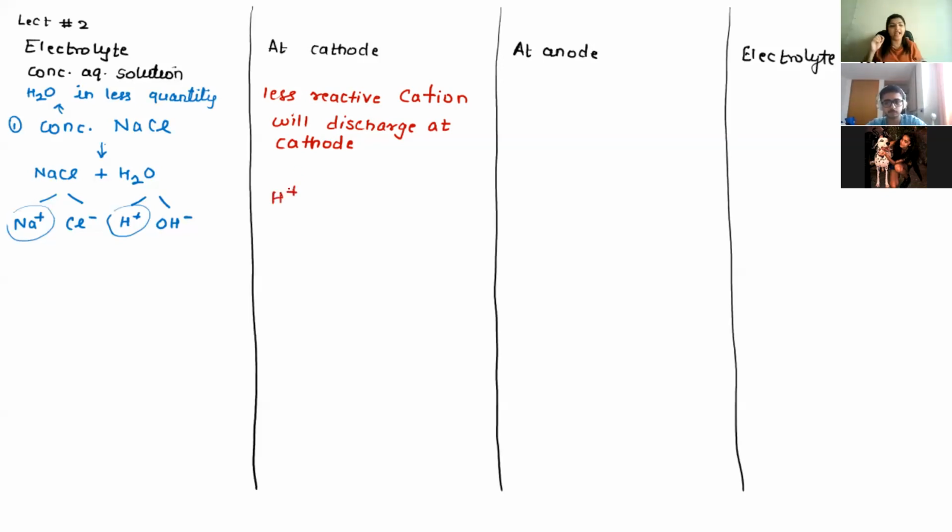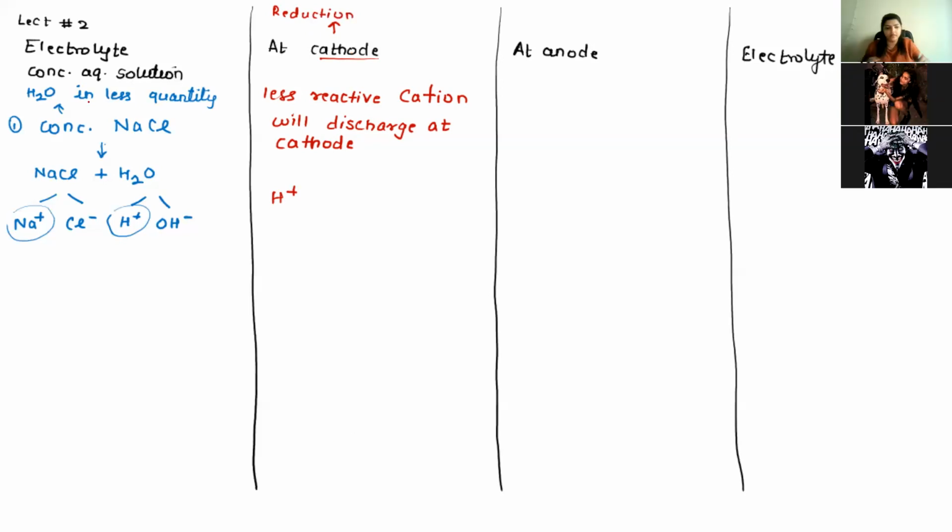Kashni, at cathode, what happens? Reduction or oxidation? Reduction. Yes, at cathode, reduction. Arnav, can you tell me what is reduction? Is it gain of electrons or loss of electrons? Sorry, gain of electrons. Yes, it's gain of electrons.